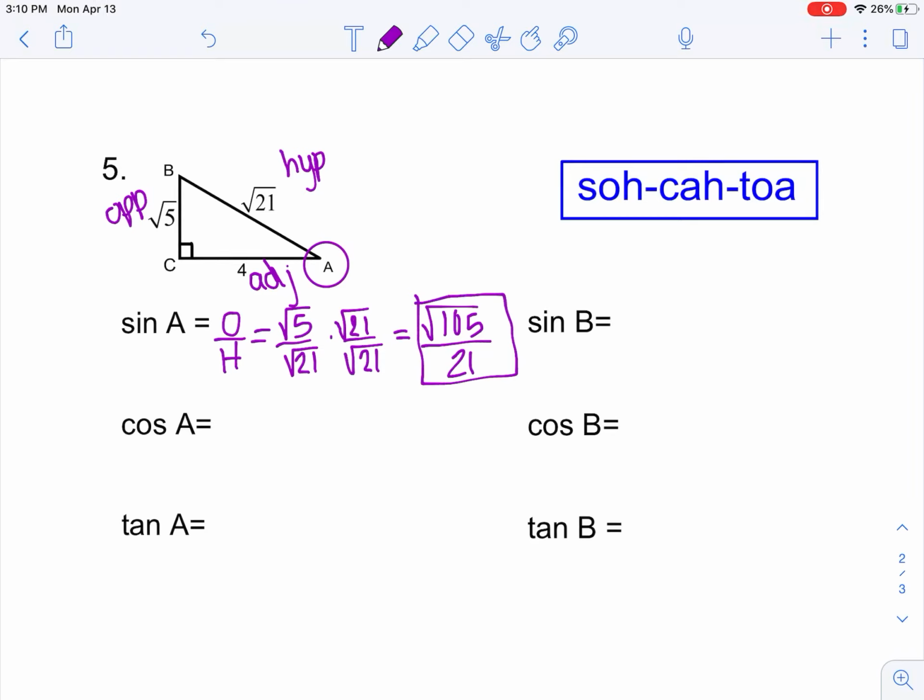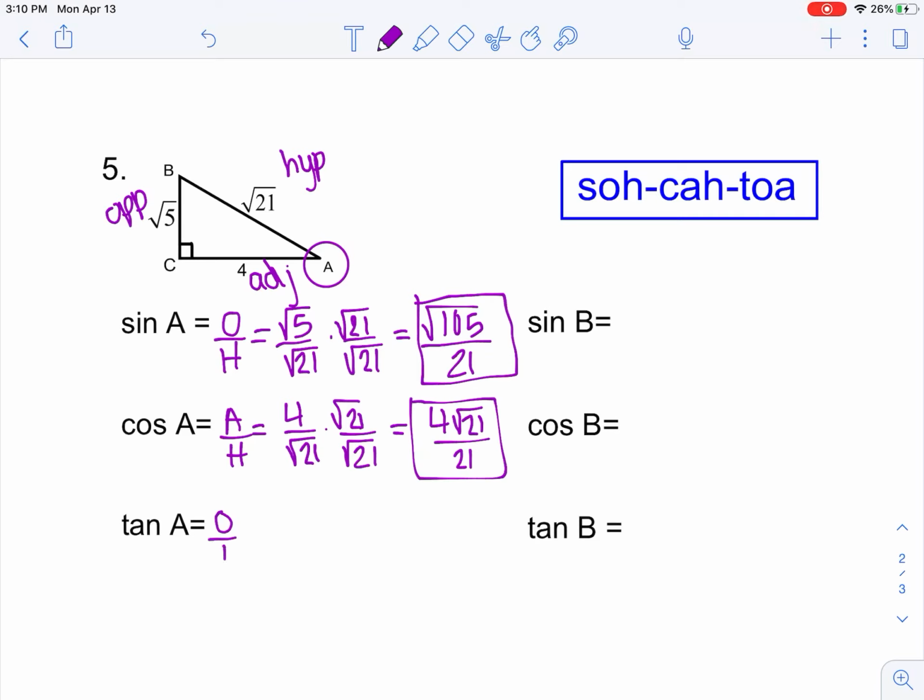Up next, the cosine of A, we want to take our adjacent divided by hypotenuse. So that would be 4 over the square root of 21. So again, we need to rationalize our denominator. So when we do that, we get 4 root 21 over 21. Up next, the tangent of angle A, our opposite over adjacent, would be the square root of 5 over 4.